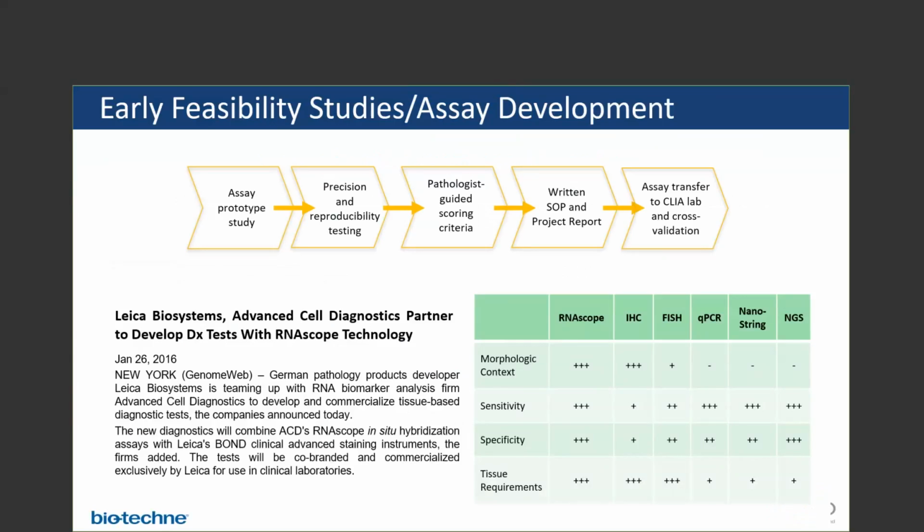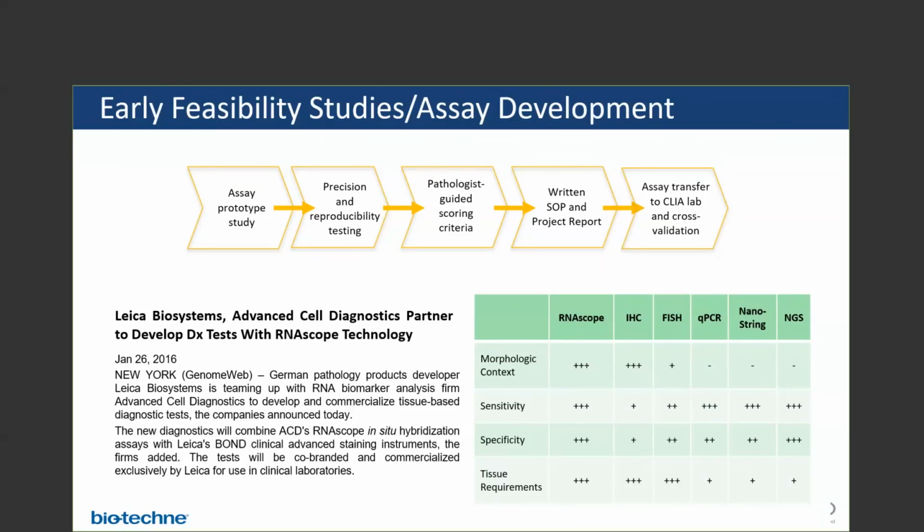PAS has also been routinely involved in early feasibility studies and assay development. We have a procedure that begins with assay prototype establishment, followed by precision and reproducibility testing. Once the images have been acquired, and based on discussions with our sponsors, we establish a pathologist guiding scoring criteria. All the findings in the method development are documented and shared as written SOP and study report, which includes optimized assay conditions. And in conjunction with our FAS team, the assay is then transferred to a recommended CLIA site, where we help their team establish and run the RNAscope assay on their instruments and follow it up with a cross-method validation to ensure the results across site have good concordance.